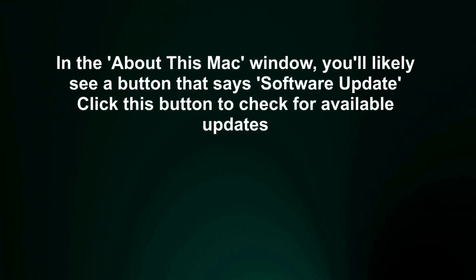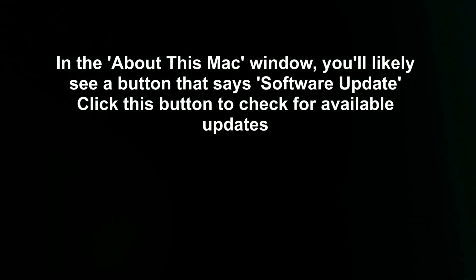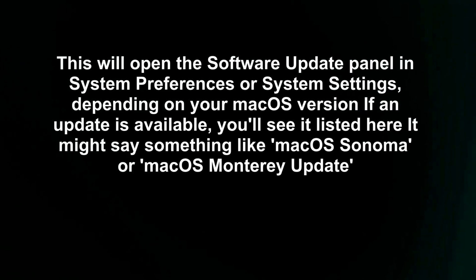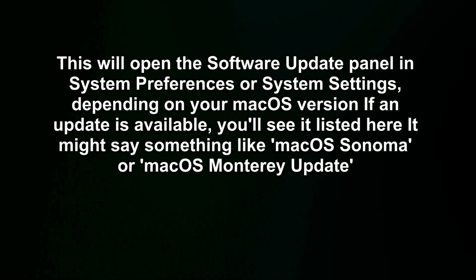In the About This Mac window, you'll likely see a button that says Software Update. Click this button to check for available updates. This will open the Software Update panel in System Preferences or System Settings.